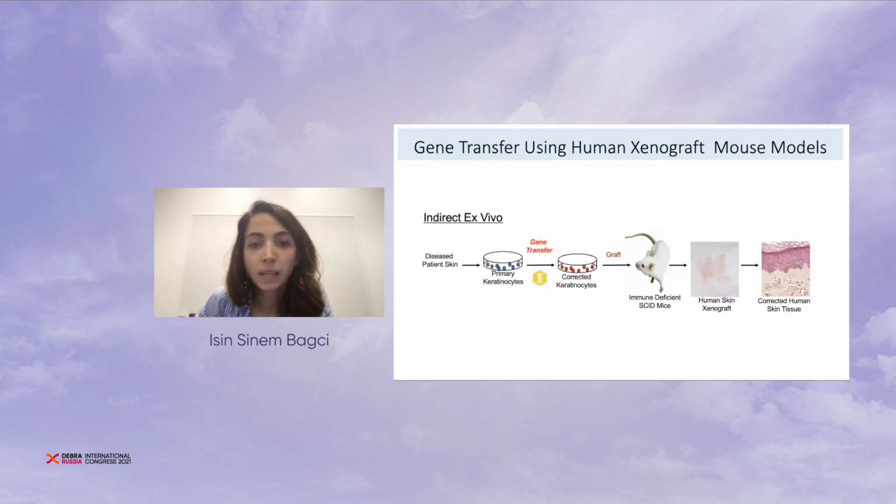In this model, skin biopsies are taken from EB patients. The keratinocytes are separated from the rest of the biopsy. Gene transfer is performed using a retrovirus, and the corrected keratinocytes are grafted on immune-deficient mice. The graft is called a xenograft, and after a certain time, the graft is biopsied to assess the efficacy of treatment.